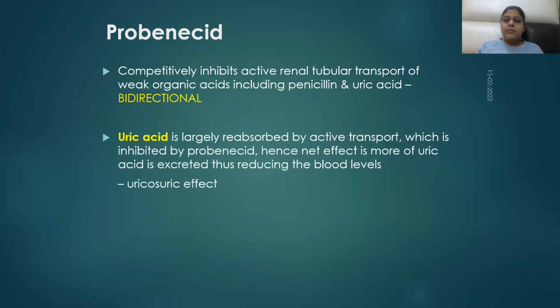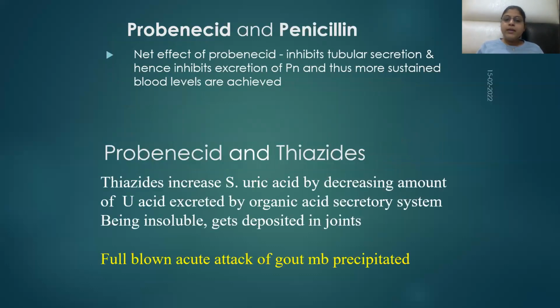Uric acid is largely reabsorbed by active transport, which is inhibited by probenecid. Hence the net effect is that more uric acid is excreted, reducing the blood levels of uric acid. It has the uricosuric effect. Probenecid and penicillin interaction is that probenecid inhibits the tubular excretion of penicillin, so there will be more levels of penicillin in the body.